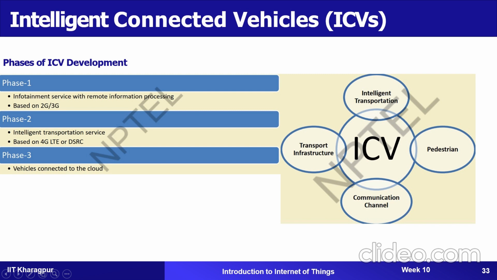Phase 2 is intelligent transportation service, which is based on your 4G LTE and DSRC, and phase 3 is based on your vehicle connected to the cloud. So this figure is showing that your intelligent connected vehicle consists of different components, that is your intelligent transportation, pedestrian communication challenge and transport infrastructure.